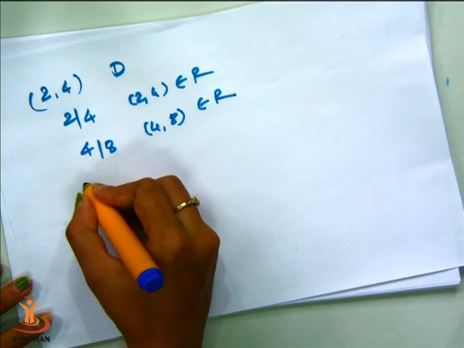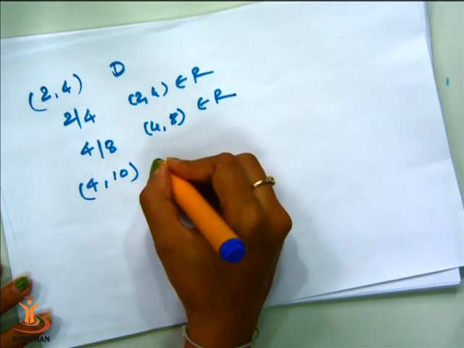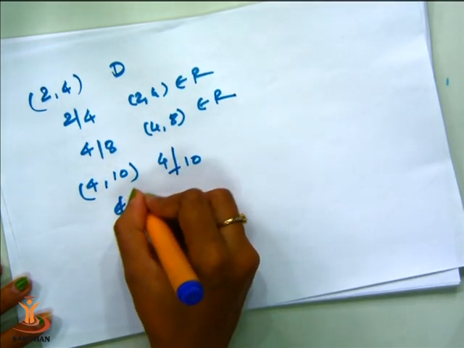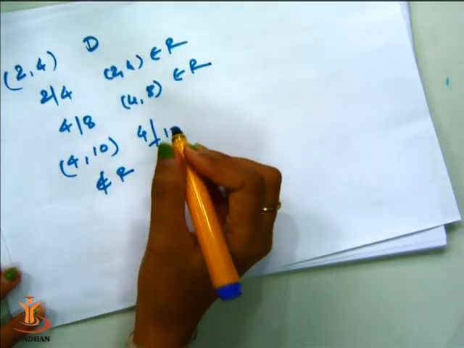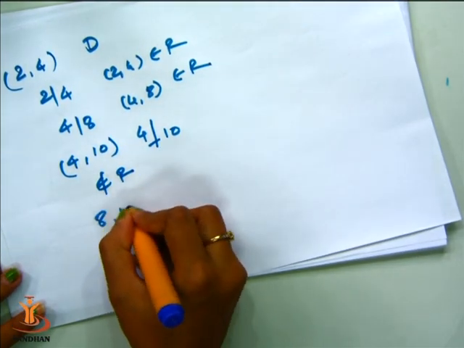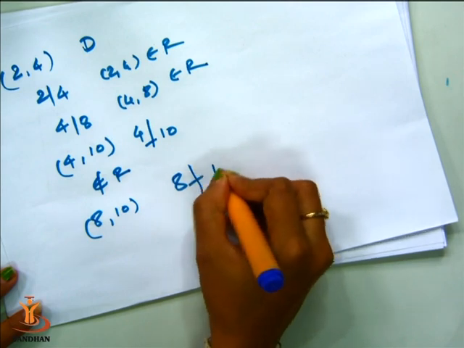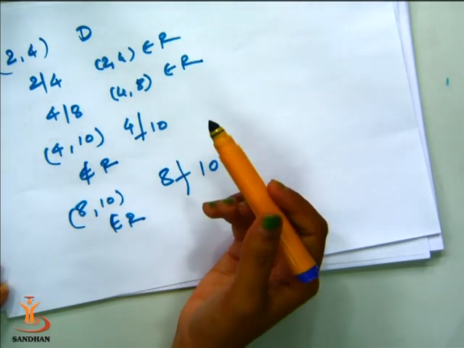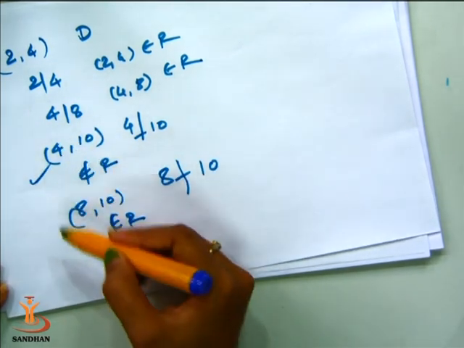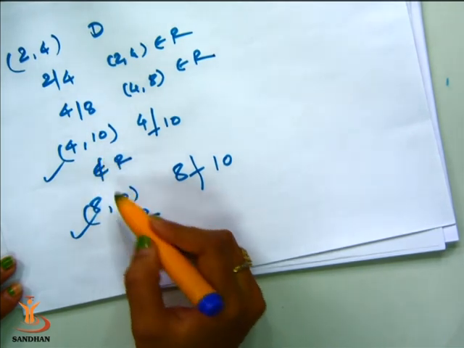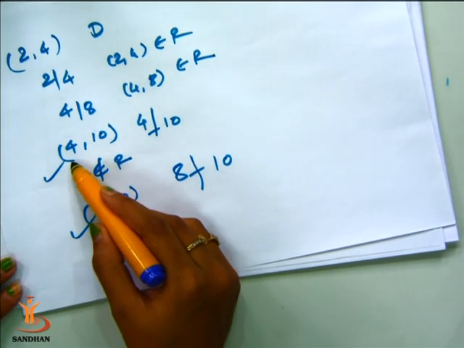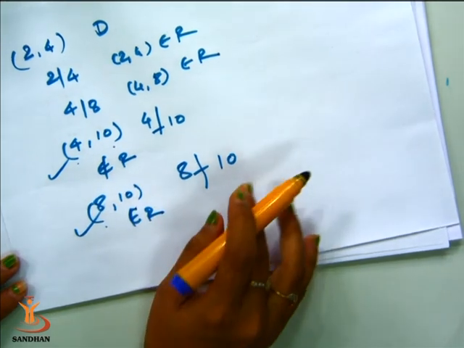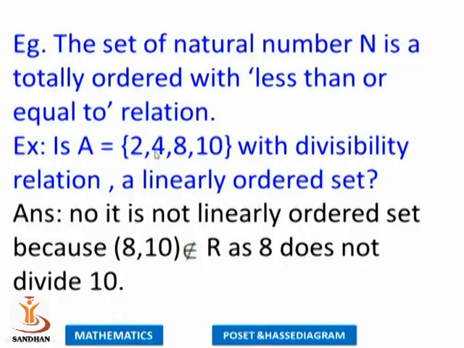But we have (4, 10) here, and 4 does not divide 10. So (4, 10) does not belong to R, right? Similarly, we have (8, 10) here. 8 does not divide 10. So (8, 10) does not belong to R here. So we have 2 ordered pairs here, (4, 10) and (8, 10), which are not related to each other. So the elements 4 and 10 are not related and 8 and 10 are not related. All the elements in the set are not related to each other. It is not a chain.